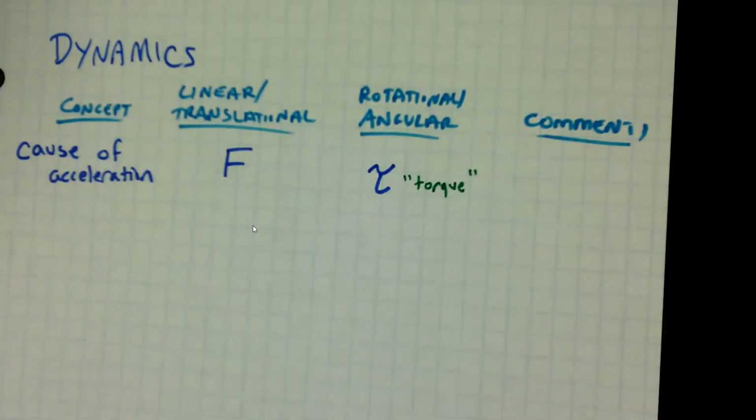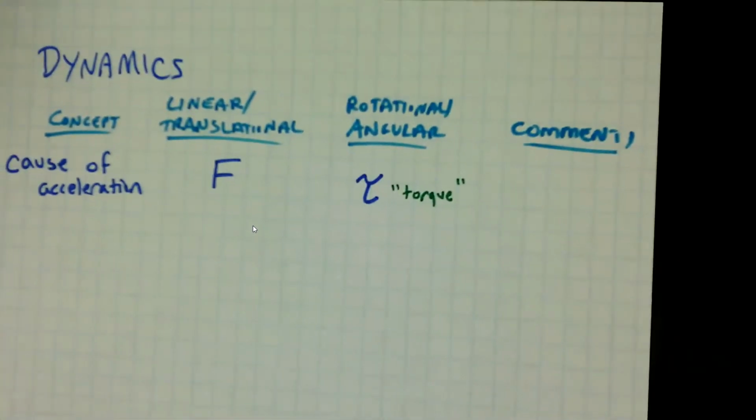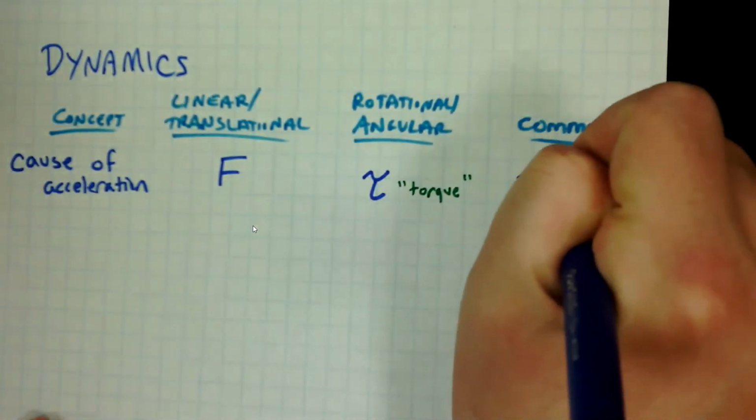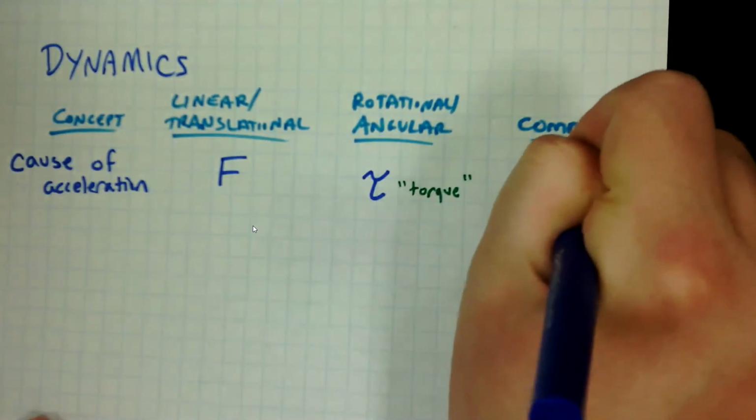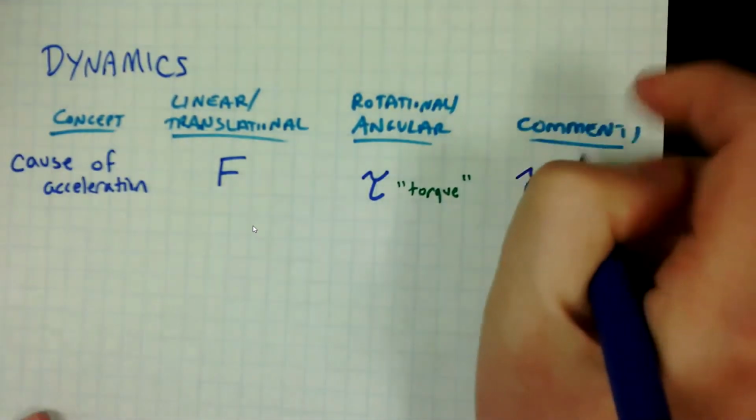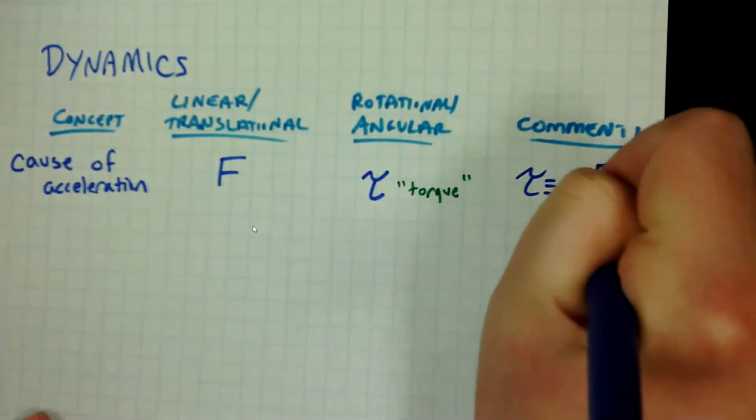Let me think about it. I want to organize this the way that makes the most sense. I'm going to define it here. I'm going to define it as, torque is defined as the radius times the perpendicular force, so F perpendicular.